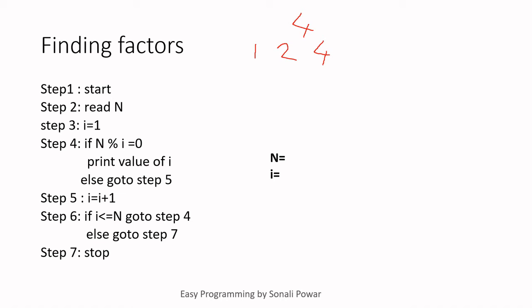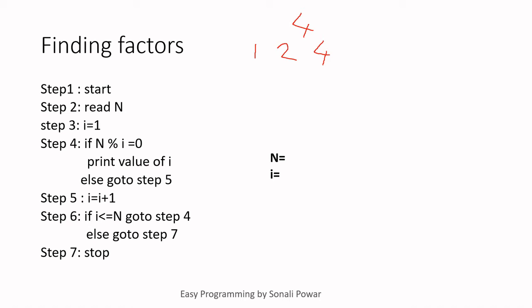Here any number is always divisible by 1 and that number itself. So suppose you display only 2 as the factor, then also okay. Or suppose you display 1, 2, 4, then also okay. So these are the factors of the 4. So I want to display these factors. Now user will enter any number and I want to display the factors of that number.